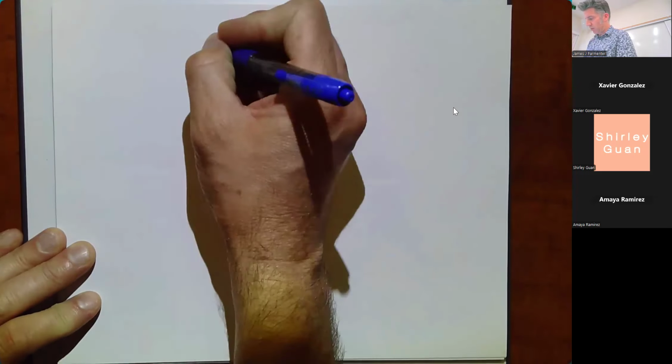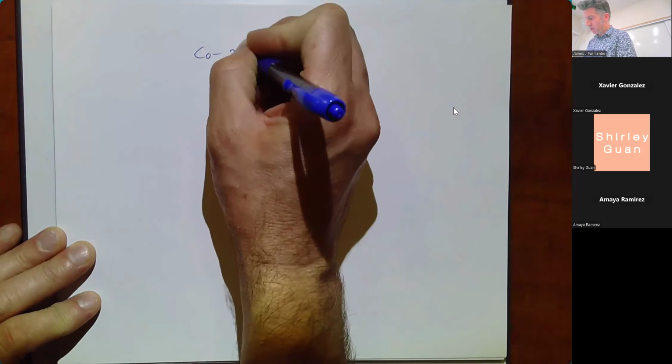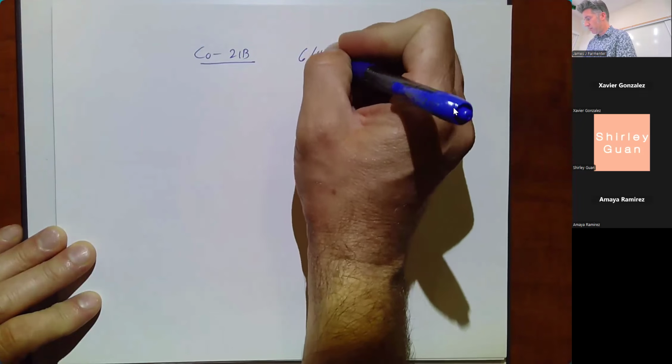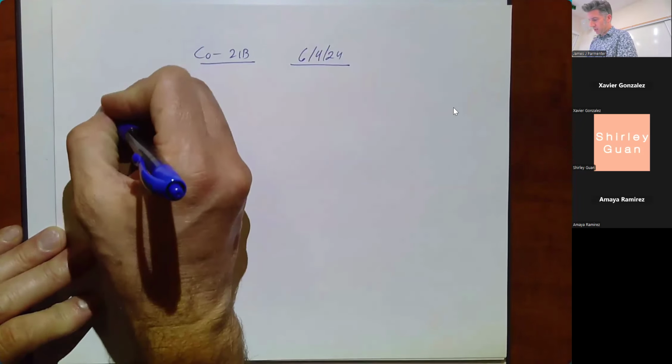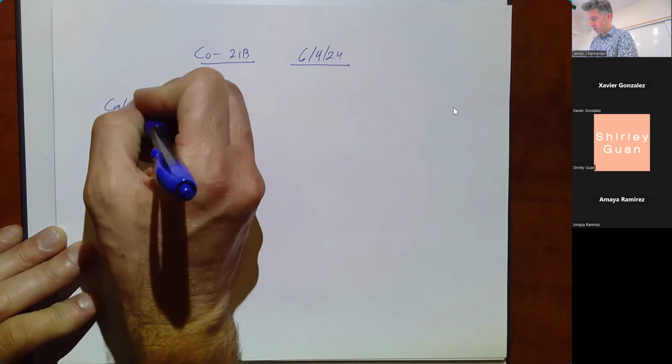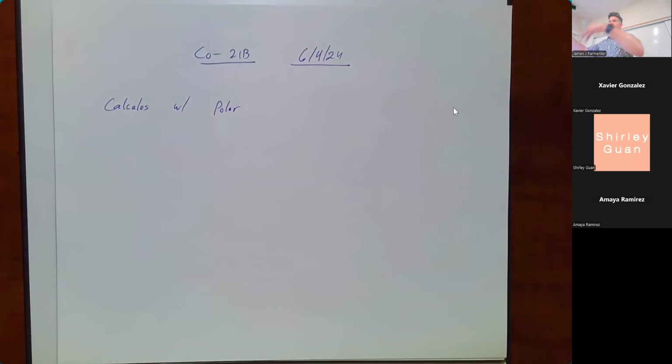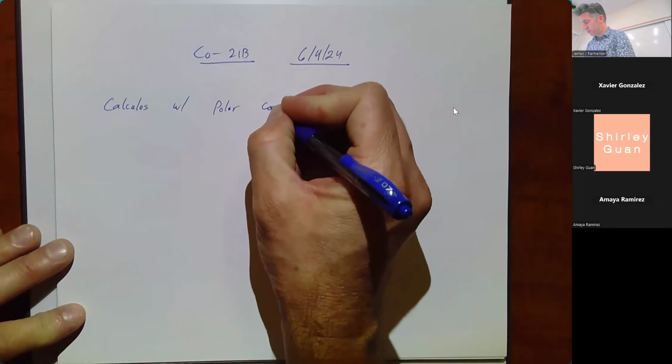So we are in Calc 2B. This is June 4th. Some calculus with polar coordinates. When people say calculus with whatever, polar, parametric, they really just mean derivatives, integrals, stuff like that.